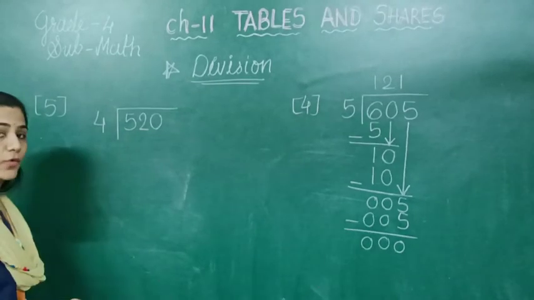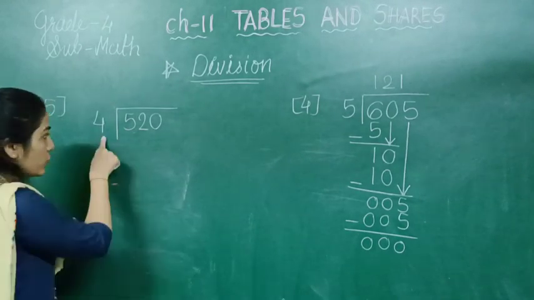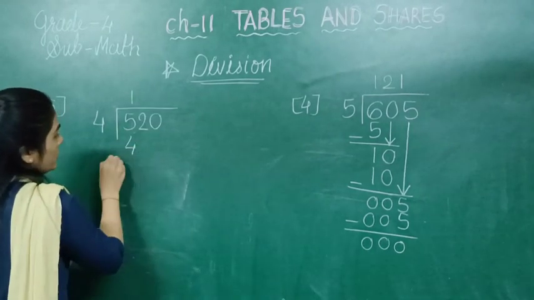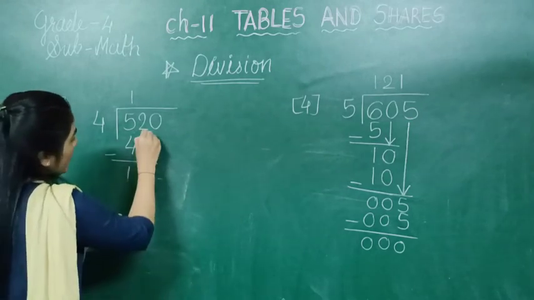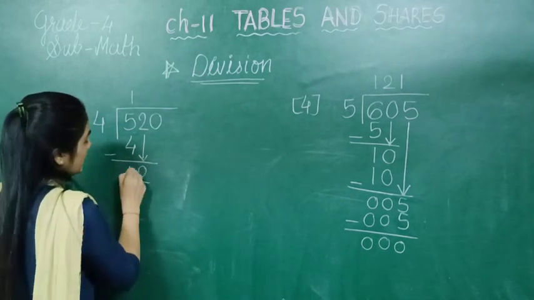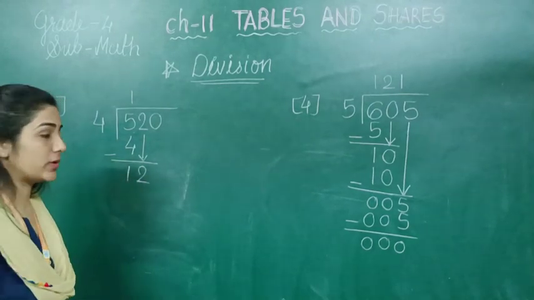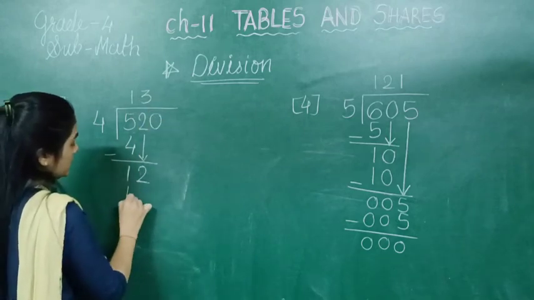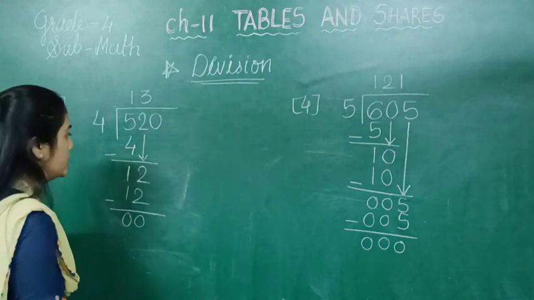520 divided by 4. The first digit is 5, which is bigger than this 4. So you can take 4 ones are 4 and 5 minus 4, 1 is remaining. Now keep down this 2. So we are getting 12. So 12 comes in the table of 4, right? When it comes, 4 threes are 12. And 12 minus 12, 0.